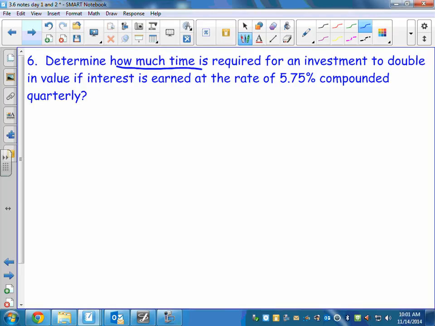Solving for t, kind of like the last one, we're talking about tripling, only now we're solving how much time is required for an investment to double in value if interest is earned at the rate of 5.75% compounded quarterly. A lot of times they're solving for t because it's up in the exponent, which means you have to ln both sides. I don't know how much I'm investing, right? But to double P, it would just become 2P.